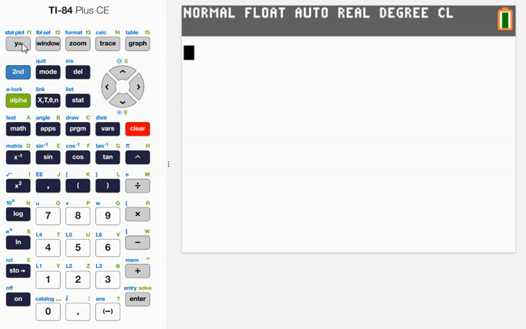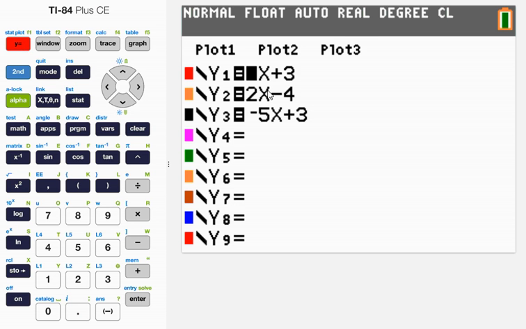Now you're going to go up to y equals. And if there are equations in there, you can just clear them out. Just hit clear, hit clear, hit clear. And let's type in some of them. So let's type in the first 2. So this is y equals, the 1 just means the first equation, 2, and then the x variable is right here, next to alpha, 2x. Let's do plus 3. Then go down to the next one, type in 2x minus 4.